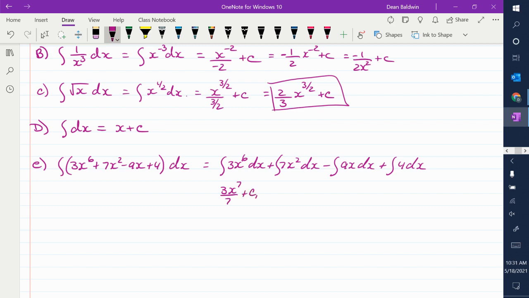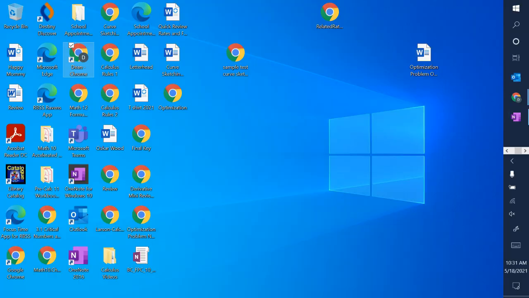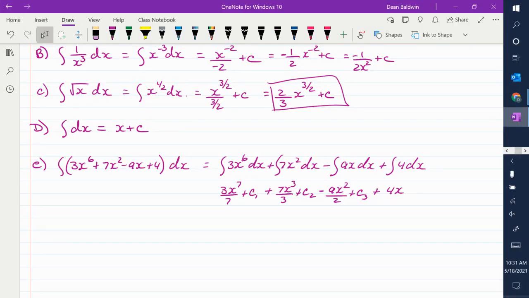And I'm going to write all the c's individually, but you'll see at the end that they all go away. Plus 7x cubed over 3, call it c2, minus 9x squared over 2, call that c3, 4x, just 4x, plus C4. Does everybody agree with that so far? That makes sense to everybody? Okay.